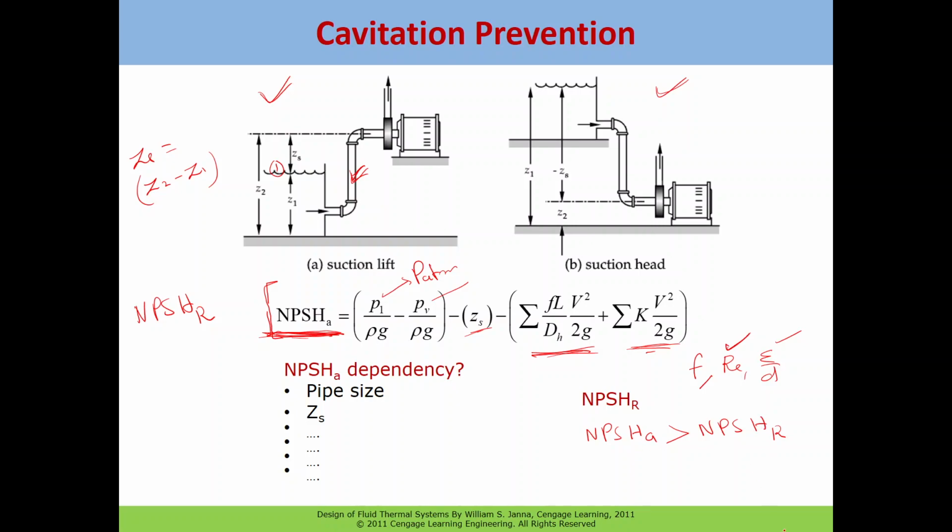If it is not greater than, then cavitation will occur. If it is less than the net positive suction head available, then the cavitation will occur. So to avoid cavitation in any pump, you have to make a check in your system.